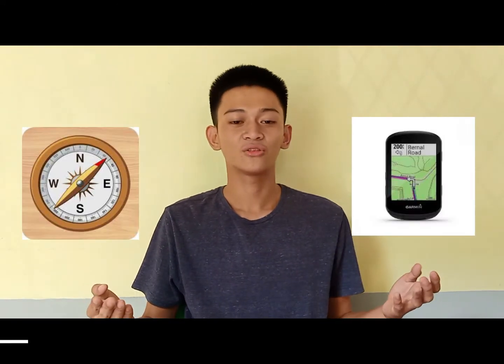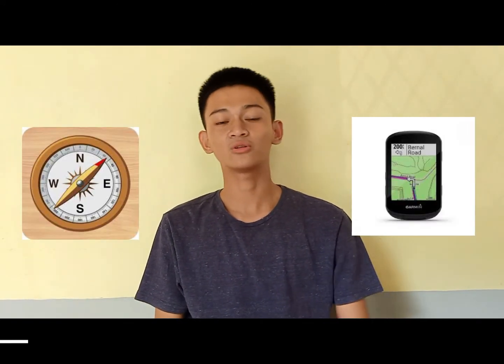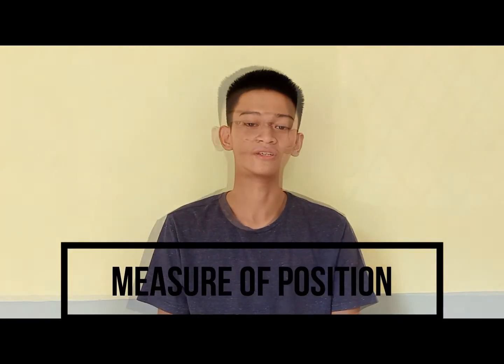What do you do when you are lost? You use tools like compass and GPS to figure out where you are and how to get where you are going. Well, in statistics, there are ways to figure out where a data point or set falls. These are called measures of position.